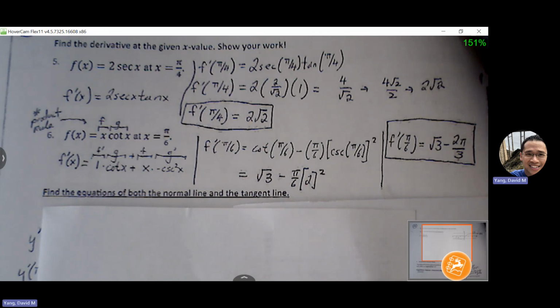Okay, next up, find equations of both the normal and the tangent line. So tangent line just means you're going to find the derivative, find the slope, and whatever slope number you get, that will be the slope that you want for that tangent line. And normal line means perpendicular. So after you find f prime of that value, you've got to take the opposite reciprocal and let that be the slope of your perpendicular line.